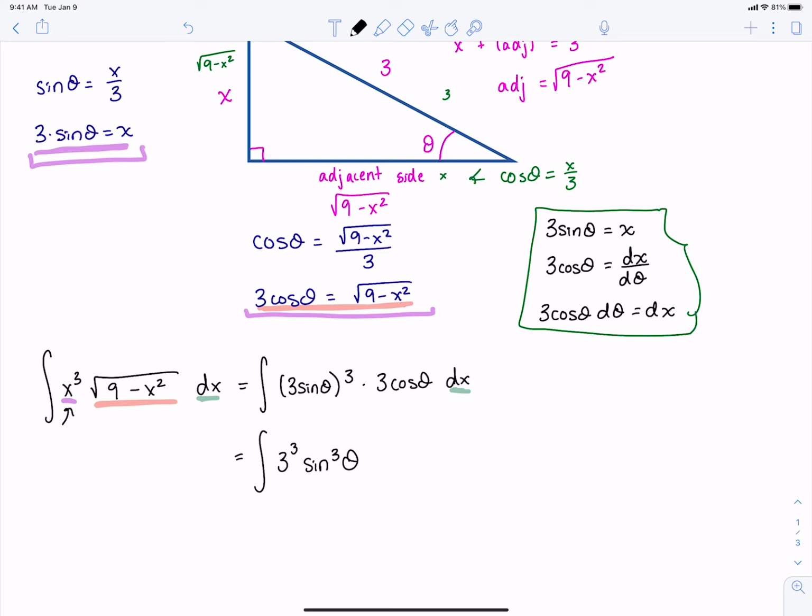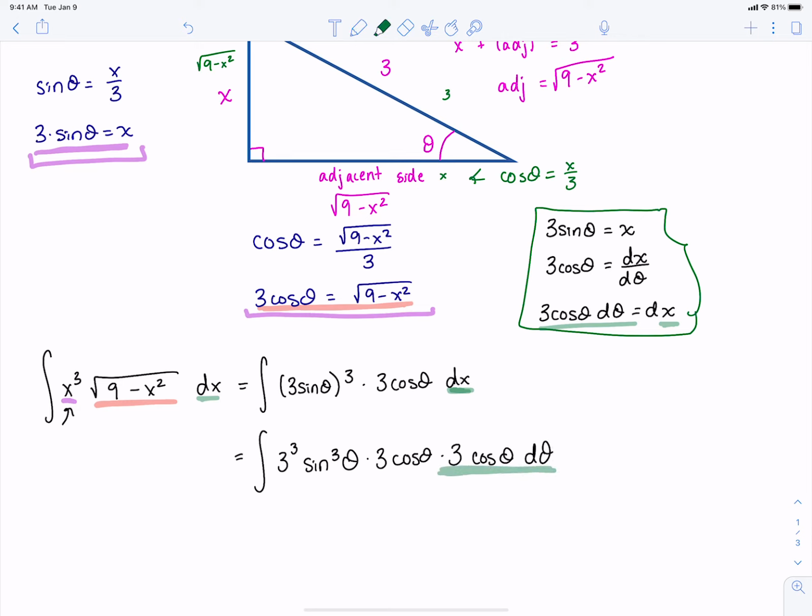So back to our integral, we get 3 cubed sine cubed times 3 cosine of theta, and then our dx right here, we just learned that dx is 3 times cosine of theta d theta. So we can replace that with 3 cosine of theta d theta.